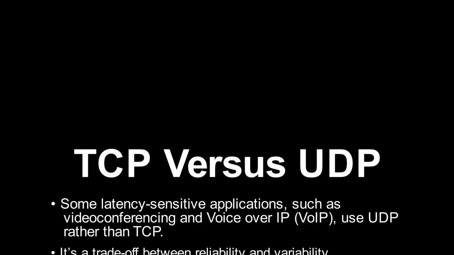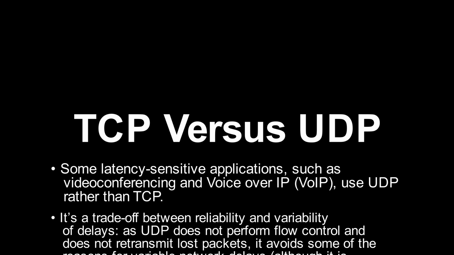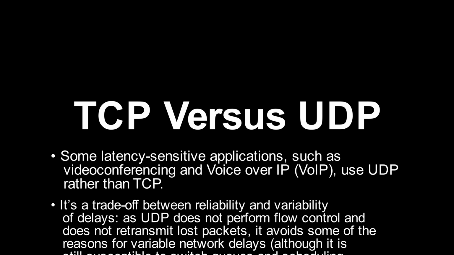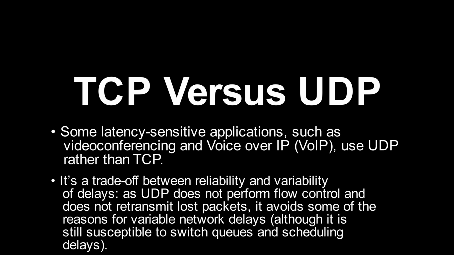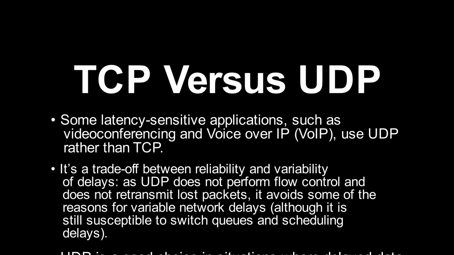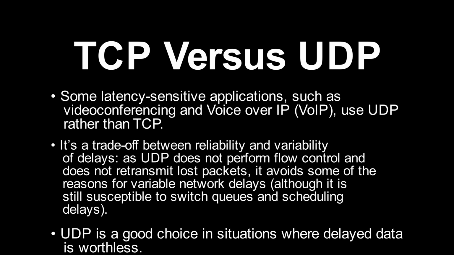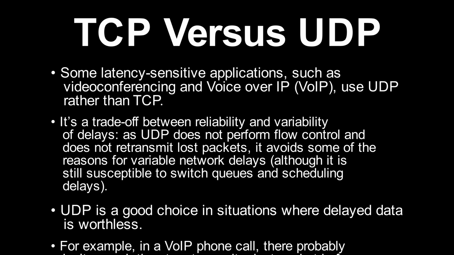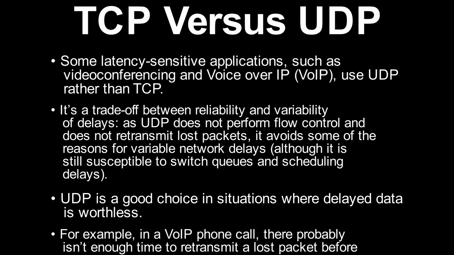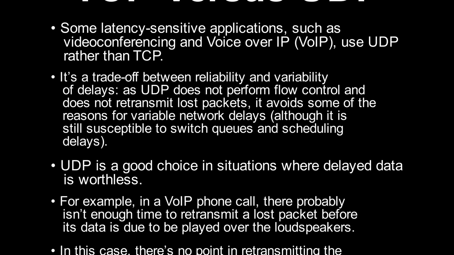TCP versus UDP. Some latency-sensitive applications, such as video conferencing and voice over IP (VoIP), use UDP rather than TCP. It's a trade-off between reliability and variability of delays. As UDP does not perform flow control and does not retransmit lost packets, it avoids some of the reasons for variable network delays, although it is still susceptible to switch queues and scheduling delays. UDP is a good choice in situations where delayed data is worthless.